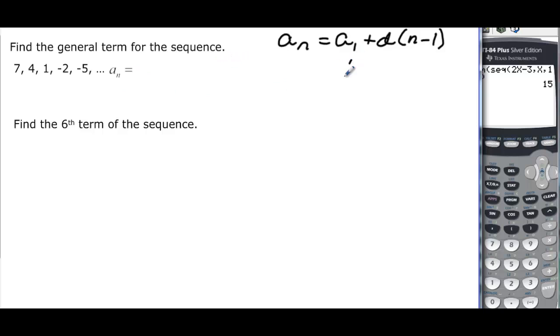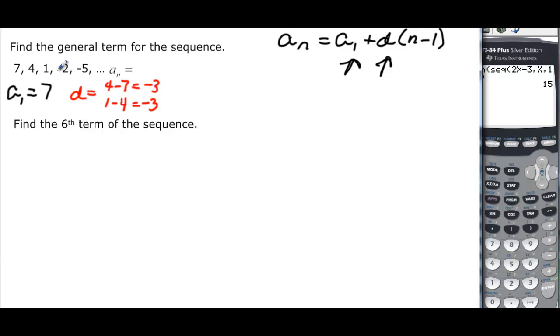So we want to find the general term. Well, what do we need? We need an a sub 1 and we need a common difference. Well, a sub 1 is always your first term, so we know that's 7. They gave us our first term, so we're good. And then d is, remember, we're going to take 4 minus 7, and that's equal to negative 3, and we double check. We take 1 minus 4, and that's again negative 3.